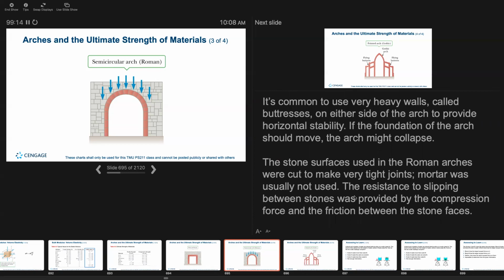The stone surfaces used in the Roman arches were cut to make very tight joints. Mortar was usually not used. The resistance to slipping between the stones was provided by the compression force and the friction between the stone faces.